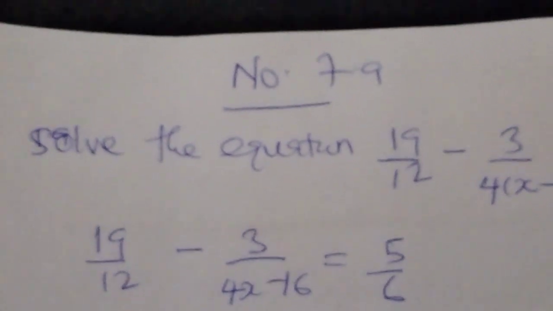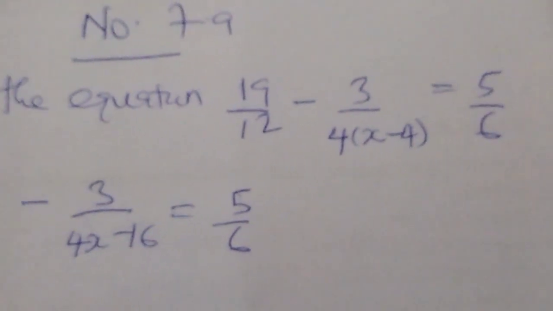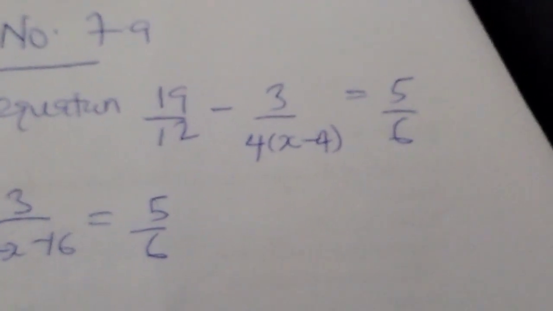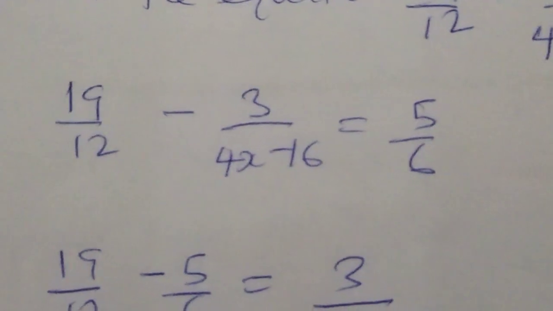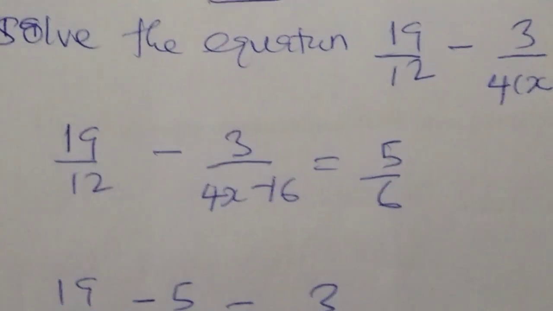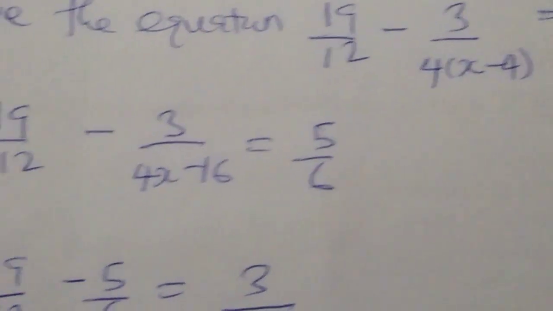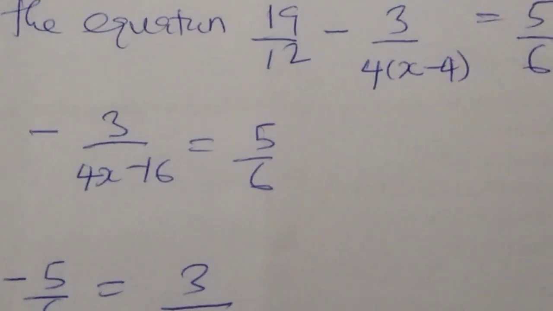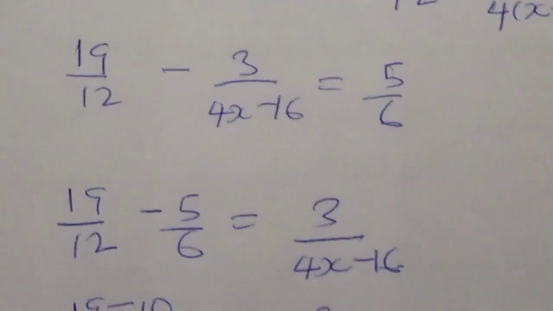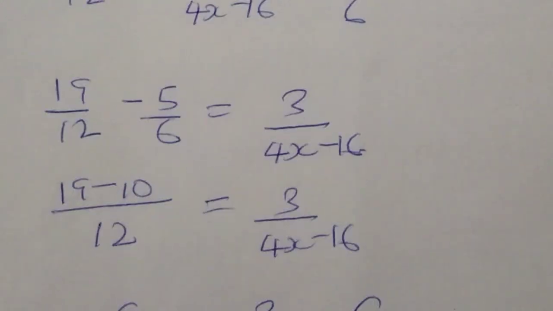We'll now go to question 7a that says, solve the equation 19 over 12 minus 3 all over 4 into s minus 4 equal to 5 over 6. So that gives us 19 over 12 minus, we expand the denominator, that gives us 4s minus 16 equal to 5 over 6. We collect terms. 19 over 12 minus 5 over 6 equal to 3s all over 4s minus 16.